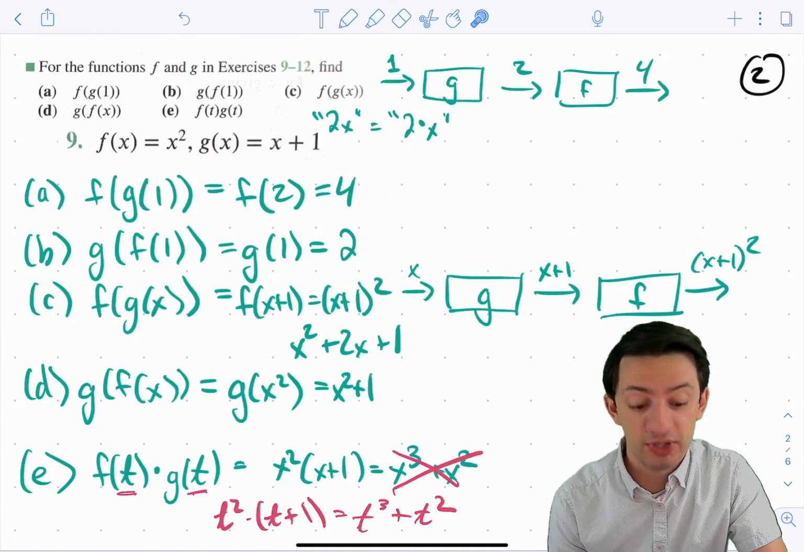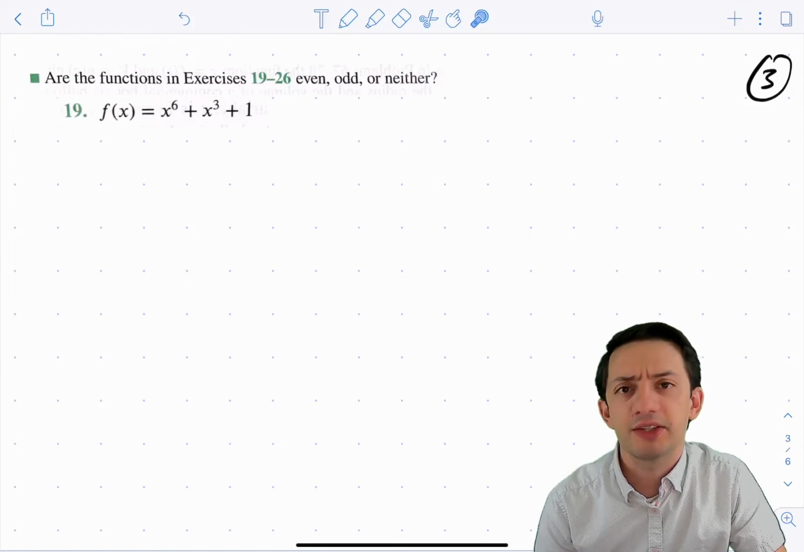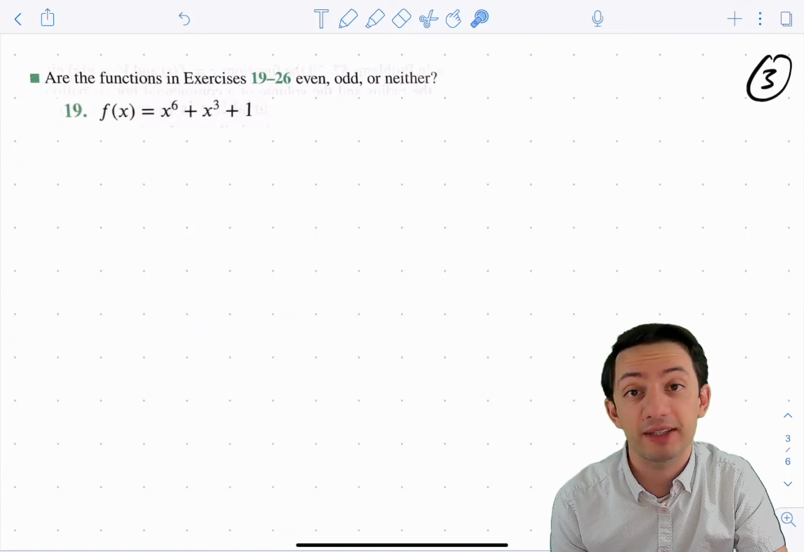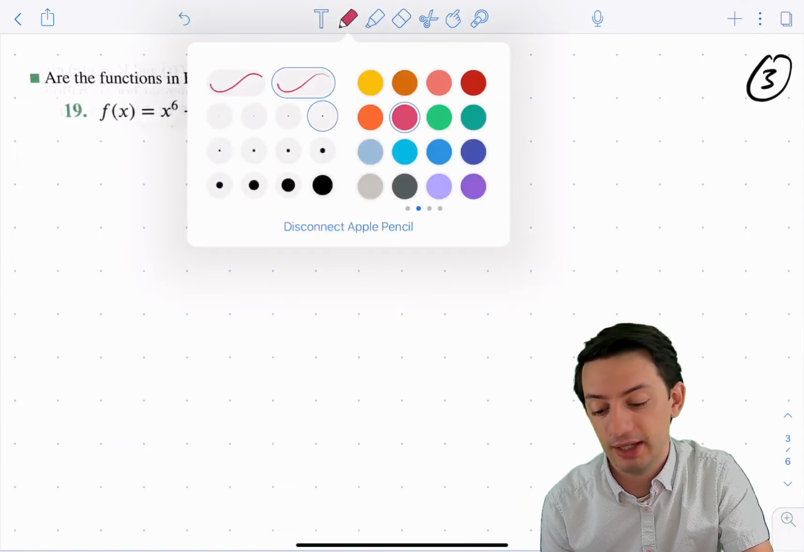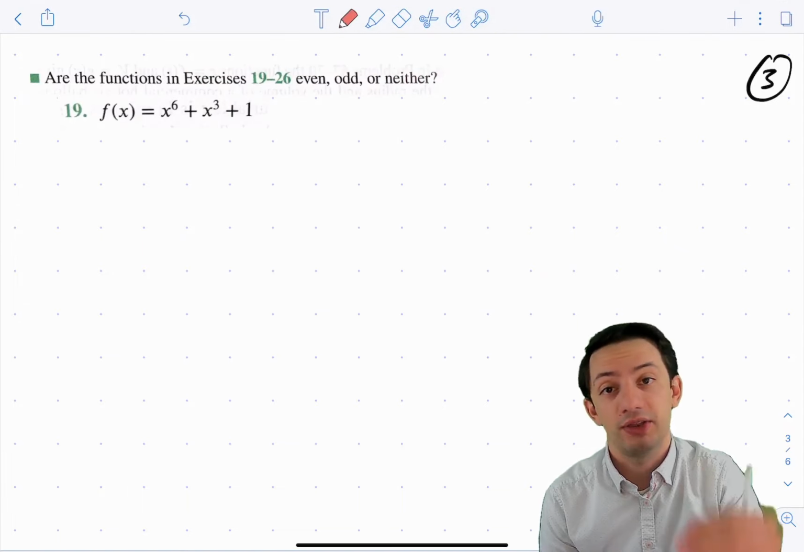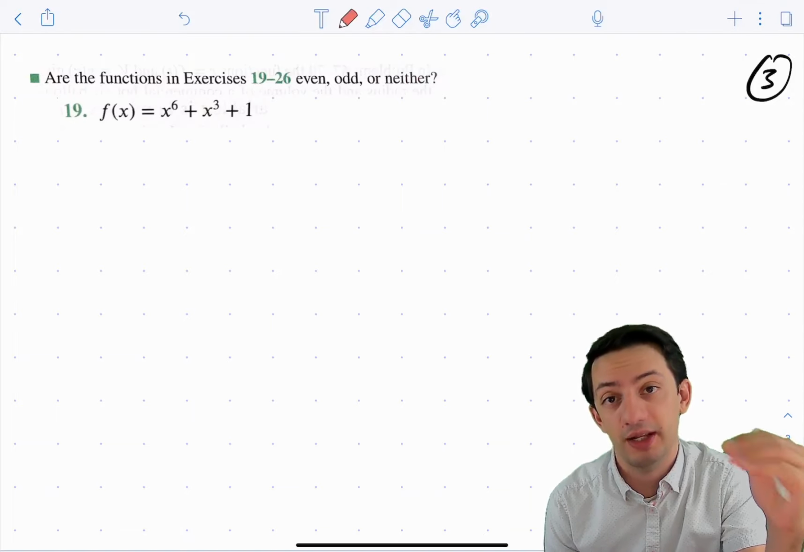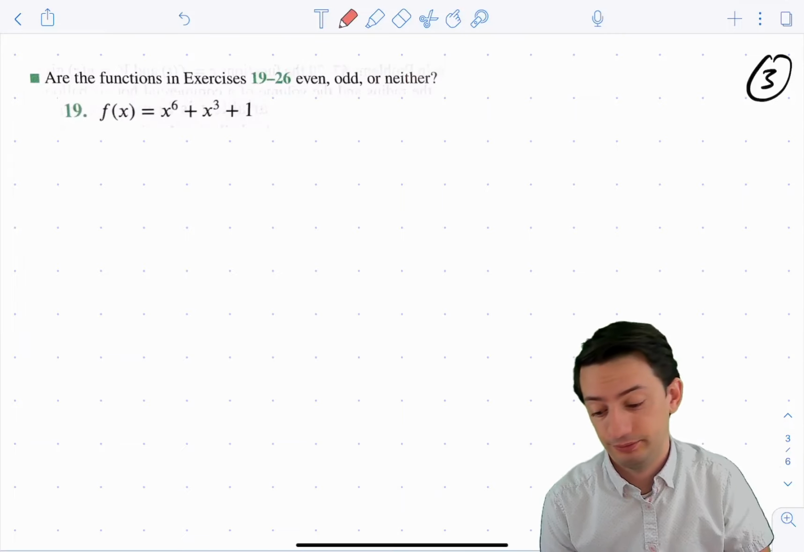Okay, that was our second problem. Moving on to our third. This is an example of asking if a function is even, odd, or neither. And we did 4 examples of this in the lecture, so this should be pretty quick. We remember that our test is to plug in negative x and see if what we get back is either the same thing we started with, then it's even, negative of what we started with, then it's odd, or if you don't get either of those, then it's neither even nor odd.